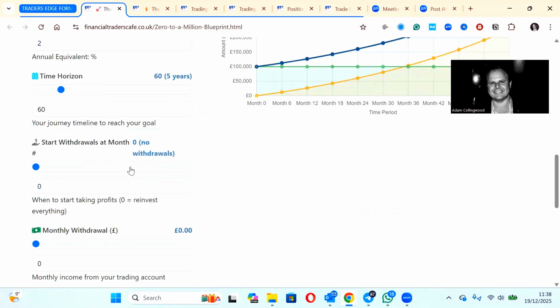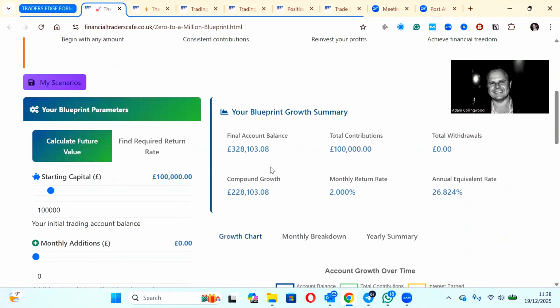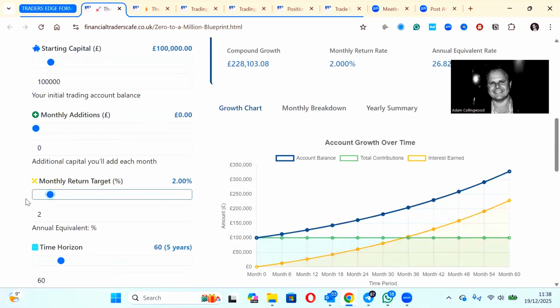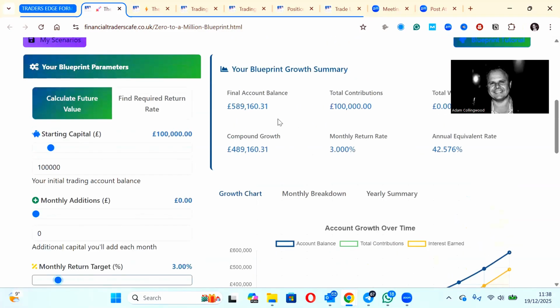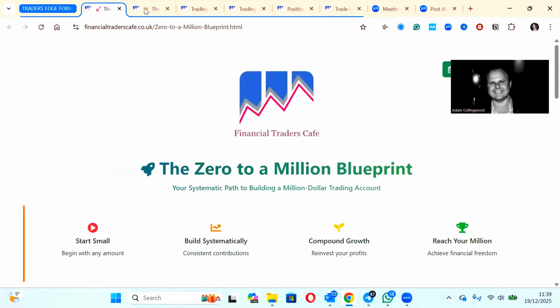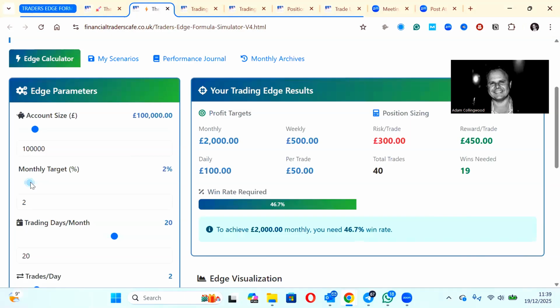So you got 2%, and we're saying what that would be worth over a 5-year period. That account of 100,000 would be worth 328,000 over that period of time. If we change that to 3% a month, then you're getting to a 589,000 account balance. So we can see the compounding effect of that. Let's go back to here. So what would happen if you needed to make 3% a month?